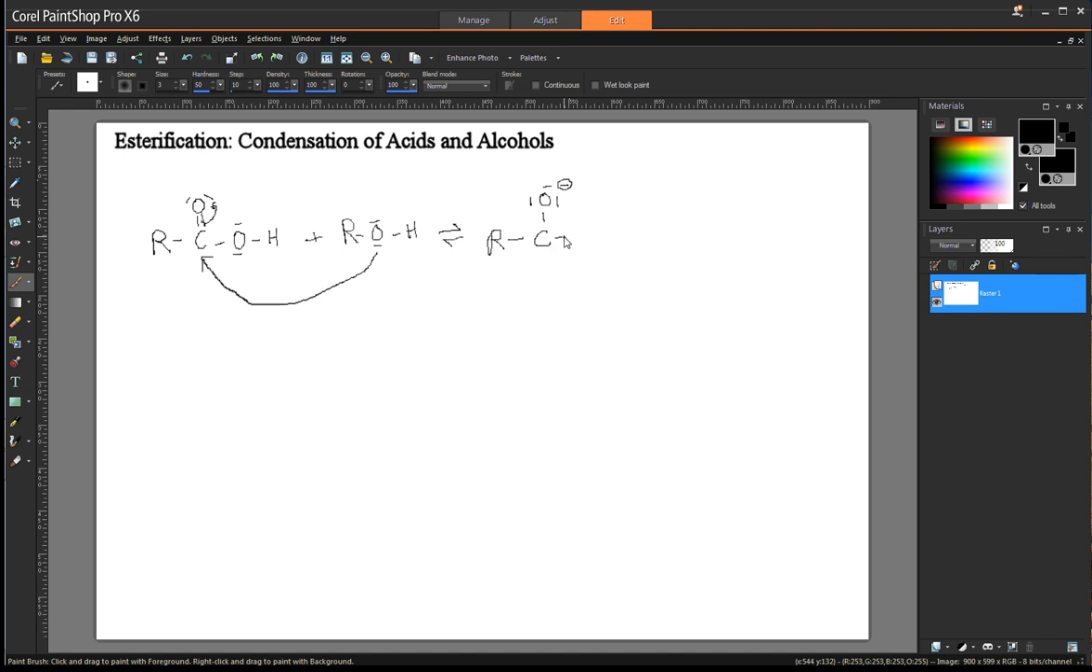Okay, we still have the OH of the carboxylic acid, but now we've got a new situation here where the alcohol has donated one of its non-bonded electrons to make this bond right here, and we still have the hydrogen bonded there, and the R, the rest of the alcohol.